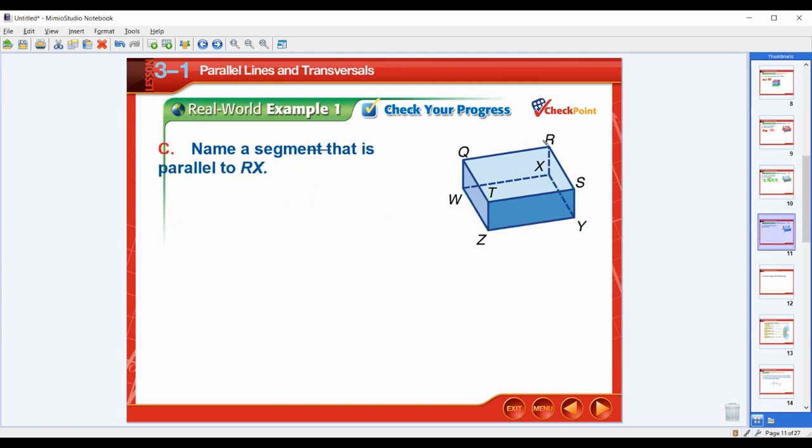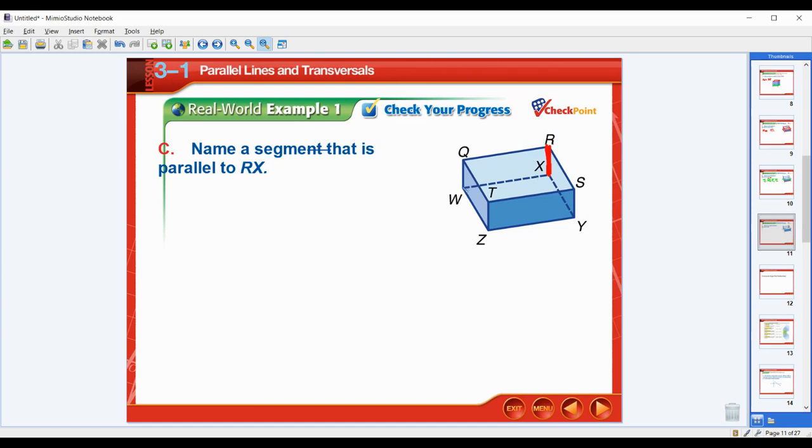Now, next question here is name a segment parallel to segment RX. So RX is right here. It goes straight up and down. So go ahead, I want you to try to come up with an example here for a segment that is parallel to RX. I'll give you a few seconds here, and then I will come up with a few for you. Okay, so parallel to RX.